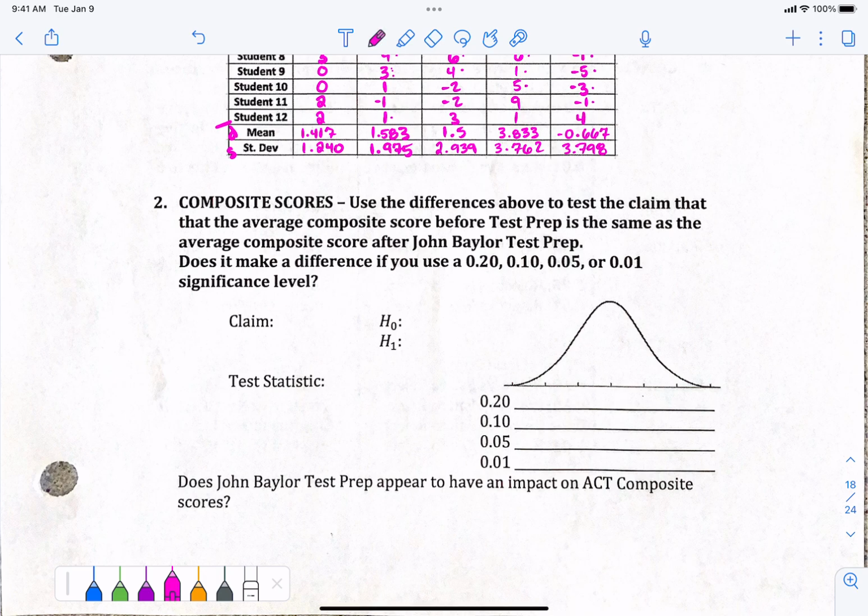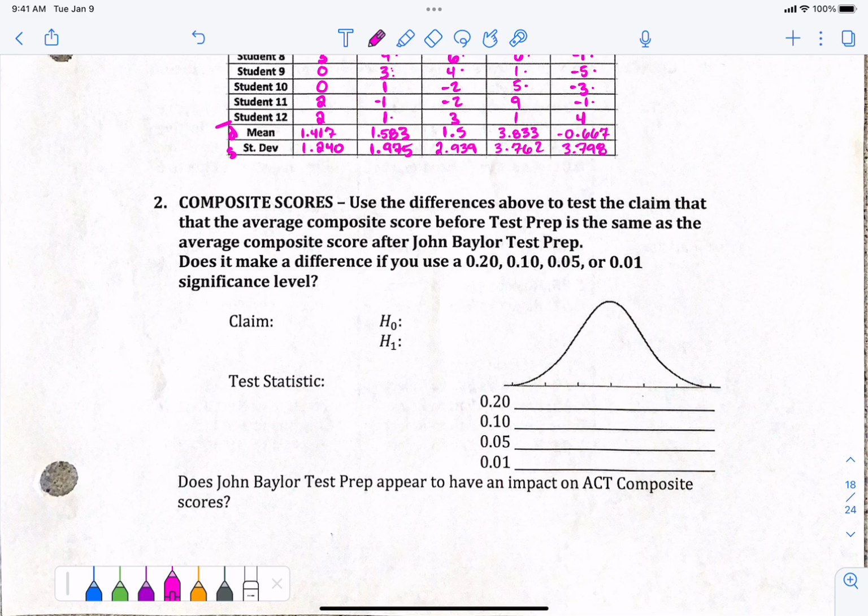We are also going to look at whether the significance level, these are all your alpha values, makes a difference or changes the outcome if we change the alpha value. Make sense? I know you had one question on a homework assignment that says, does it make a difference if we change it from 0.01 to 0.05 or whatever?